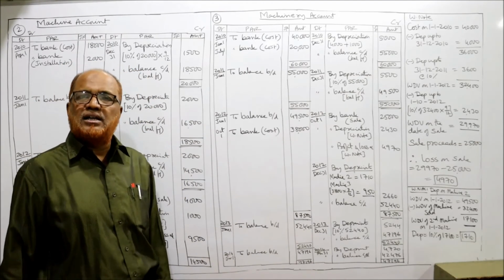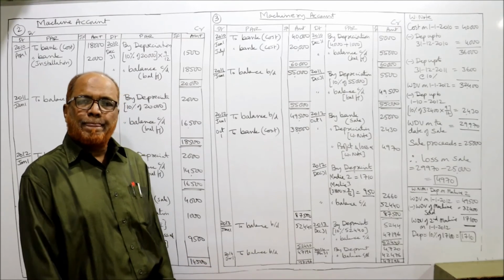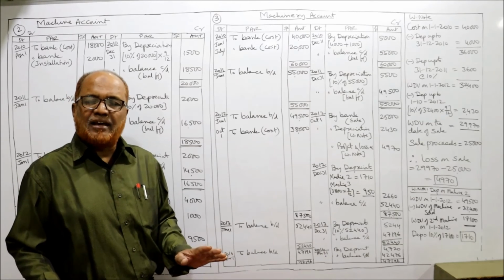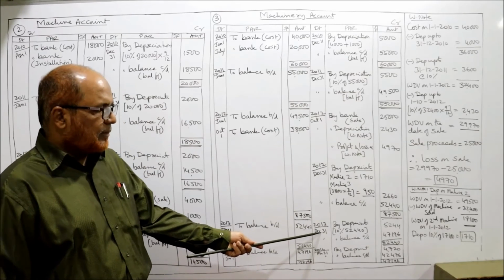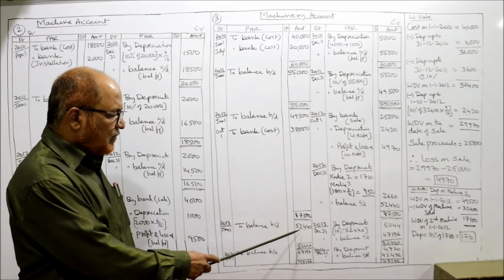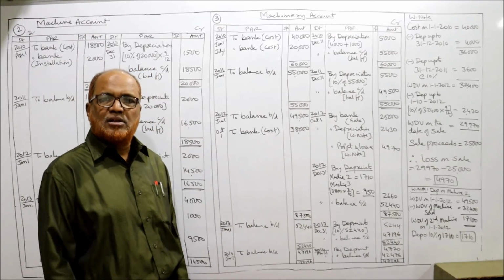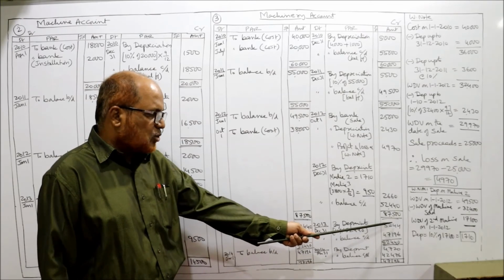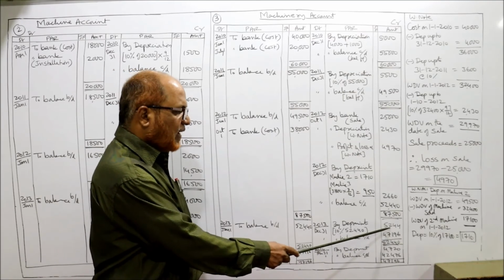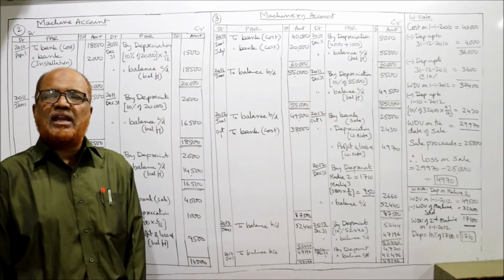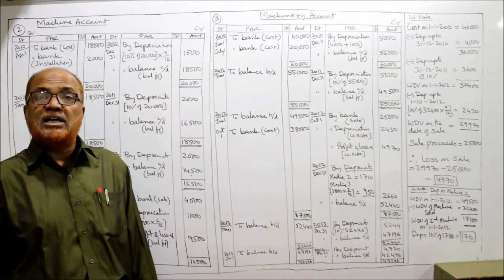Now we are in 1st January 2013, 52,440. There is no purchase, no sale in the year 2013. We close the year 31st December 2013 by depreciation on this 52,440, 10%. We are following the diminishing balance method. So 10% of 52,440, 5,244. Now subtract 52,440 minus 5,244. 47,196 is the closing value of machinery on 31st December 2013.